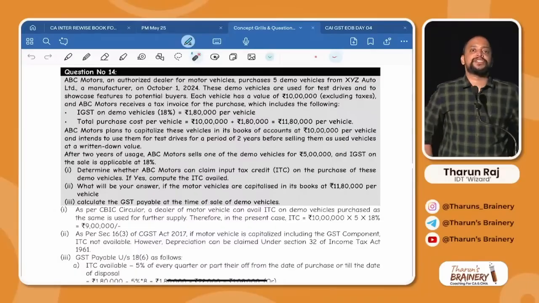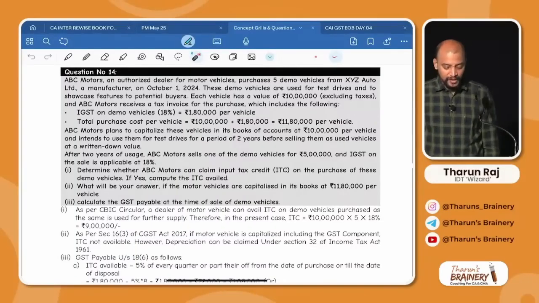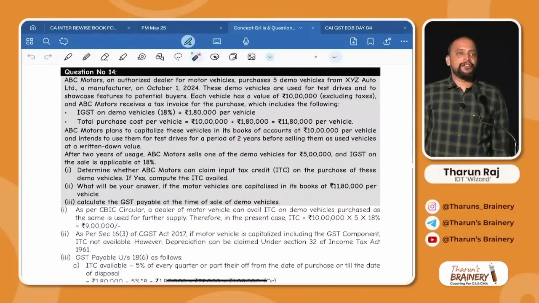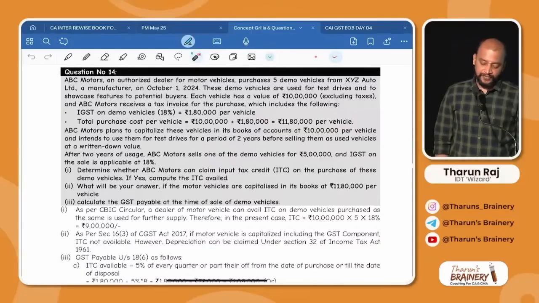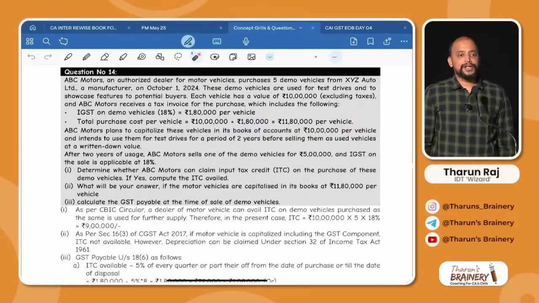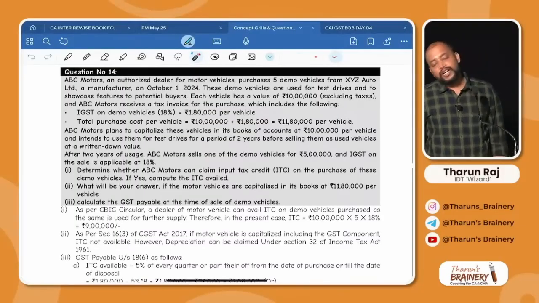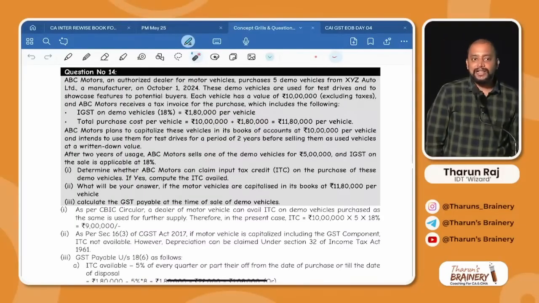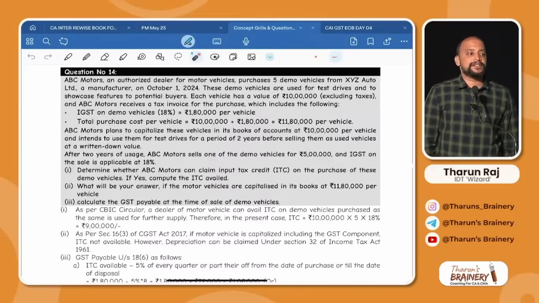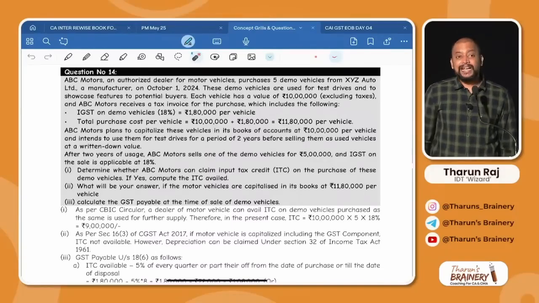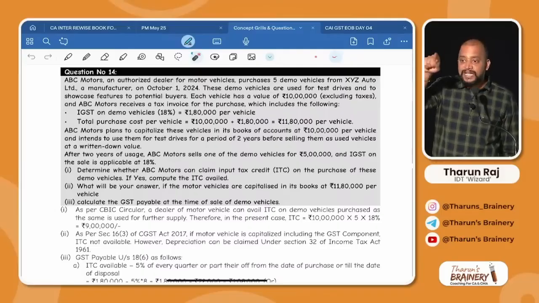Check the question and tell me what is the date of purchase. 1st October 2024. And what is the date of sale? After 2 years. Means exactly, so 8 quarters. 8 quarters into 5%, 40%. So 1,80,000 minus 40%. How much is 1,80,000 minus 40%? 1,08,000.